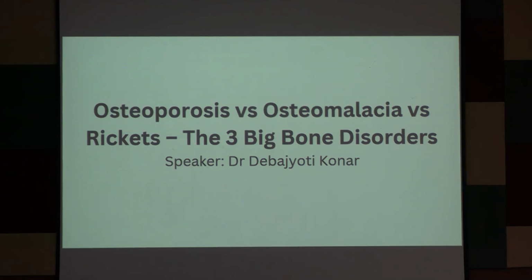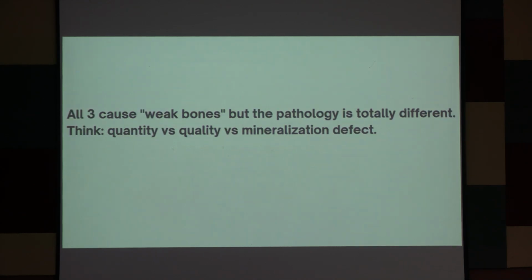Now, three short notes separately: osteoporosis, osteomalacia, and rickets. These are important bone diseases we come across in different phases of life. We have to know the basic differences between these three. All three cause weak bones, but the pathology is totally different: quantity versus quality versus mineralization defect.